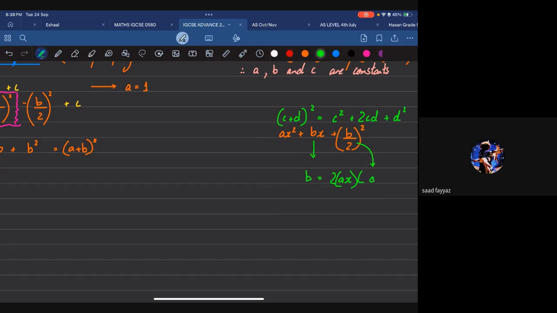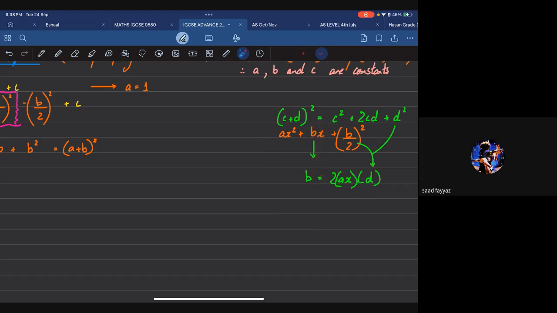Or if I compare it with the above part, it's going to be B. Is this clear, everyone? This value of B over here is actually equal to what? 2AB, right?